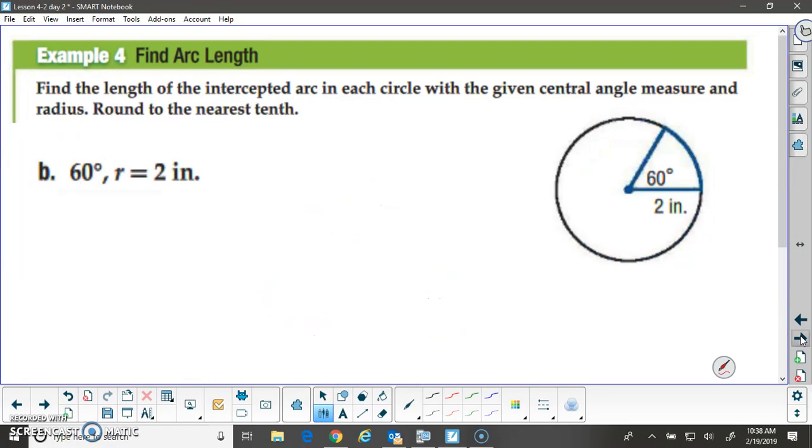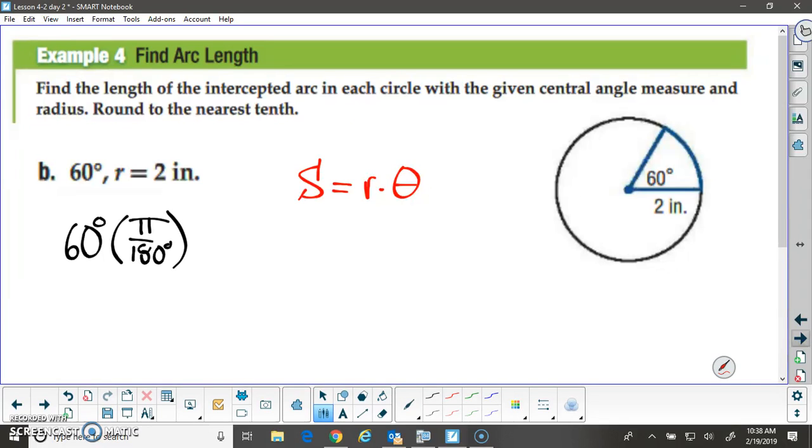Now, when you're given an angle in degree measure like this, we still use the formula S equals R times theta, but the first thing we need to do is take that 60 degrees and convert it into radian measure. And when we do that, the degrees cancel. We end up getting 60 over 180 pi, which is equal to 1/3 of a pi.